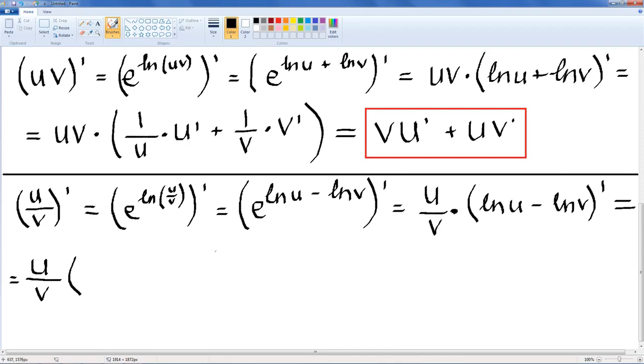as you can see, it's very similar. The only difference from the last one is that we have u divided by v instead of multiplied by v. And we also have a minus, so that's the only difference. So we're going to have 1 over u times u prime minus 1 over v times v prime.